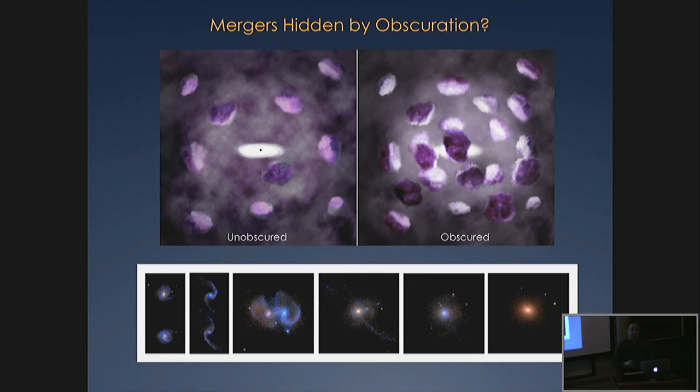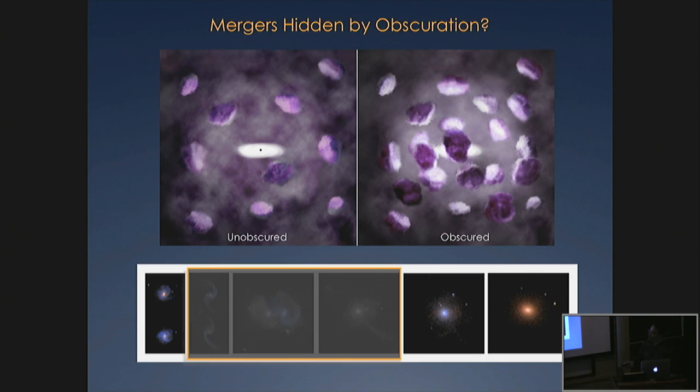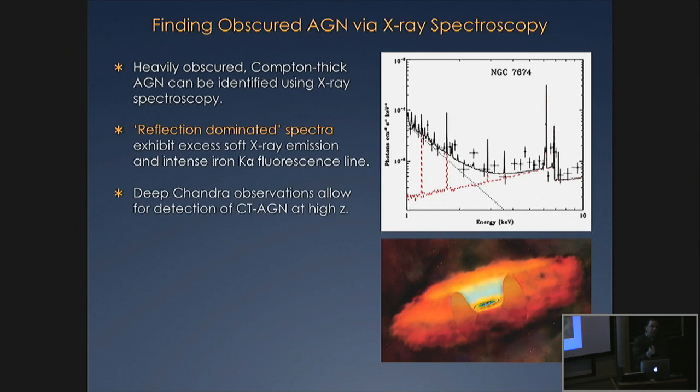In fact, hydrodynamical simulations suggest that the most obscured phase of a galaxy merger should coincide with the stage of the merger where the morphology is most disturbed. So it could be that by looking for unobscured AGN, we're preferentially picking out galaxies on the two ends of this evolutionary sequence. We're missing the systems that are most heavily disturbed and obscured. So one of the things we did recently was try to identify heavily obscured systems based on their reflection-dominated X-ray spectra.